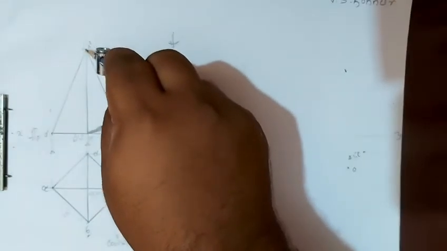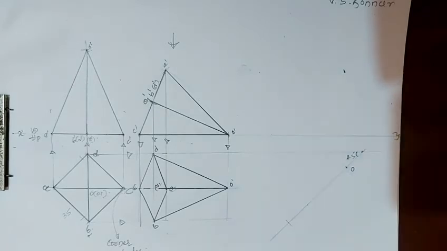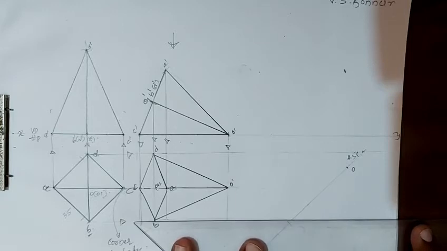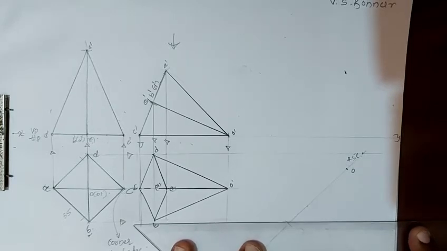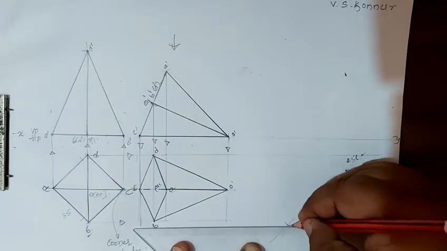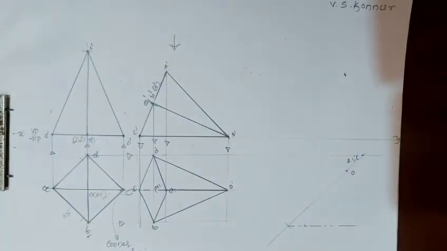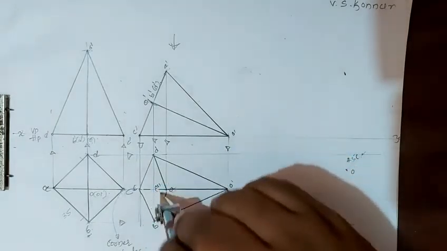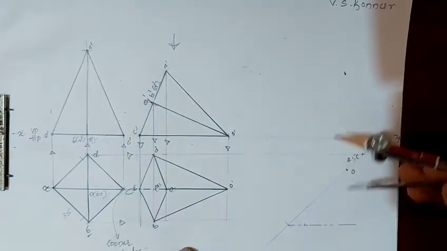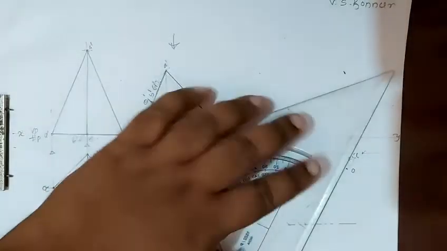We'll take a height of 60 millimeter and we'll cut it by 60 mm, and then we'll draw parallel to this line, the locus line we have to draw. Then we'll cut the locus line by the O1 distance. This is the O1 distance, right? By keeping at O point, we'll cut this, and then we'll join these 2 points.